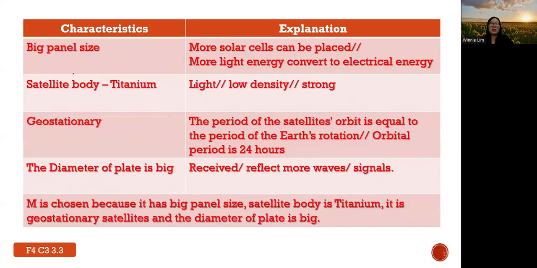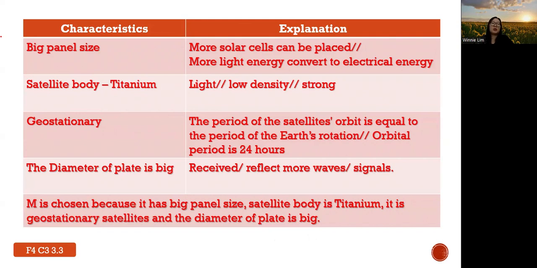So this is how you write the answer. Big panel size, because more solar cells can be placed and more light energy is changed to electrical energy. The body should be titanium. Why titanium? It is a strong material, as teacher mentioned, and not only strong, it is light, or you can say low density. Then we use a geostationary satellite because the period of the satellite orbit is equal to the period of Earth's rotation, or the orbital period is 24 hours. And the diameter of the plate should be big, so you can reflect more signal or more waves.